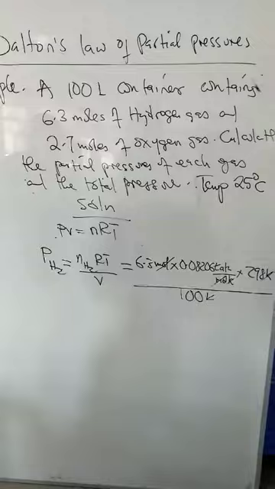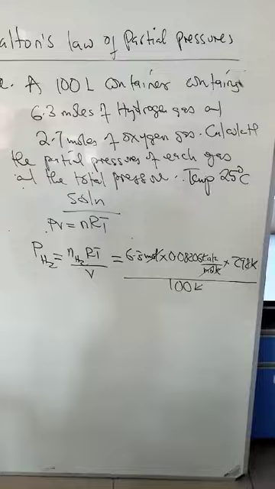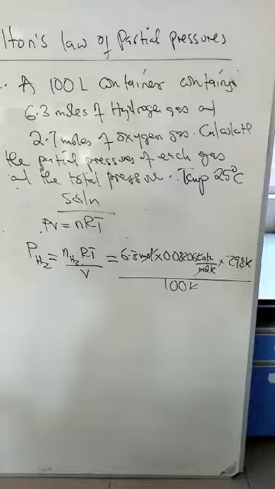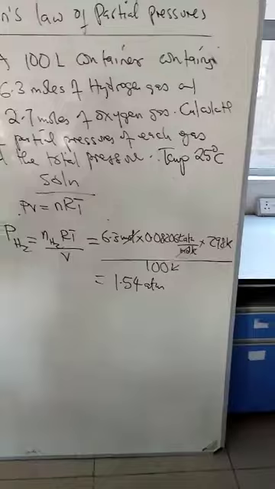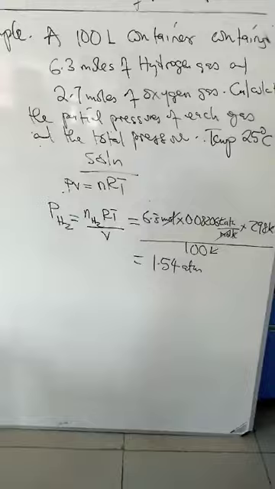So 6.3 times 0.08206 times 298 over 100. This gives us 1.54 atmospheres. So this is the partial pressure of hydrogen gas.